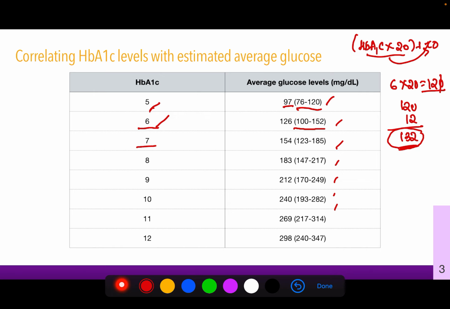Same thing, 7. So we'll do the same thing, 7 into 20. It becomes 140. Now for 140, you will add the same number but without 0. So 140 plus 14, it comes to 154. Right? If you're confused, let me take one more. 8. 8 twos are 16. So 160 plus 16, it comes to 176. Roughly near to it. This is how you calculate average blood glucose levels.